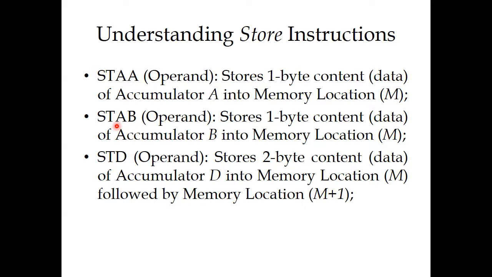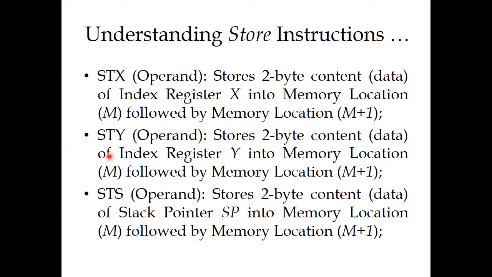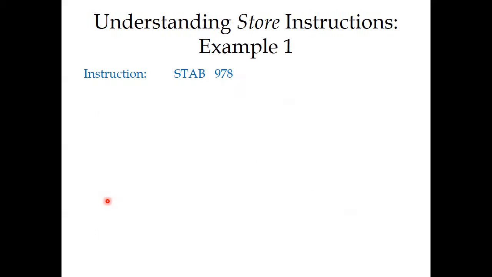Store B is for accumulator B. The third one is for accumulator D. Accumulator D is 2 byte data, right? So you'll put it back to the memory location. Here we have the first one for index register X, the next one for index register Y, and the last one, STS, is for the stack pointer. Now let's look at a couple of examples.